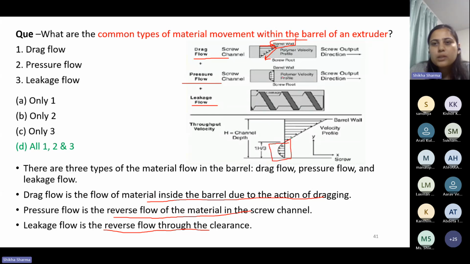And pressure flow is here. It's the reverse flow, because of the pressure the product starts flowing in the backward direction. And leakage flow happens near the threads, or the flight. When the product is in helical movement, it is rotating, and some starts leaking from here. Some product goes through the clearance.